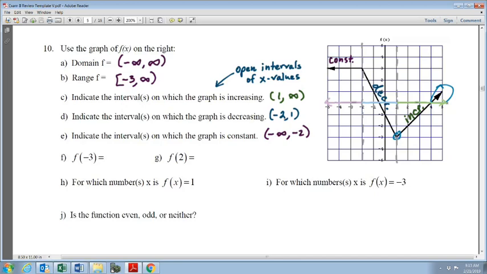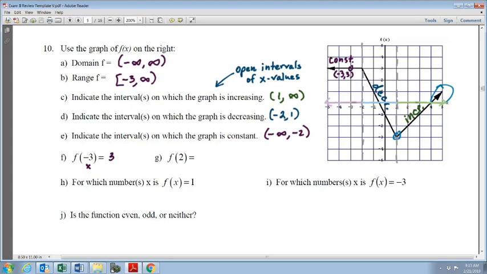All right, so on letter F it says find f of negative 3. So when x is negative 3, x would be our input. Notice that point there is where x is equal to negative 3. And the corresponding y value there is 3. So f of negative 3 equals 3.